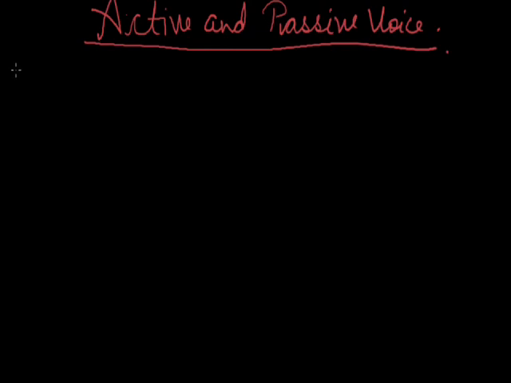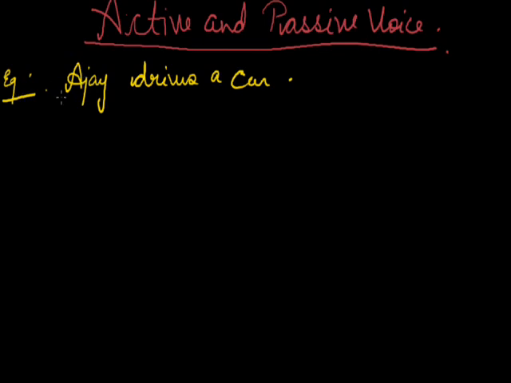Active and passive voice. A sentence is said to be in the active voice when the subject is the doer of the action. For example, Ajay drives a car. Here, Ajay is the doer of the action because this is the person who is driving a car. And second example, the wind uproots trees. Here, the wind is the doer of the action. So the subject or the doer of the action is a person or a thing.